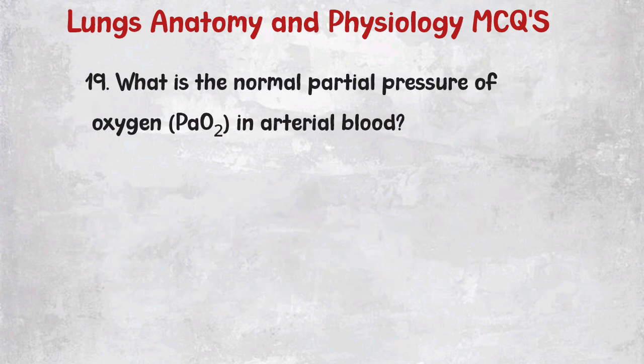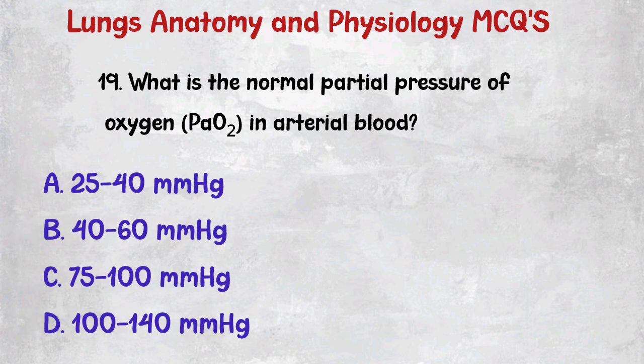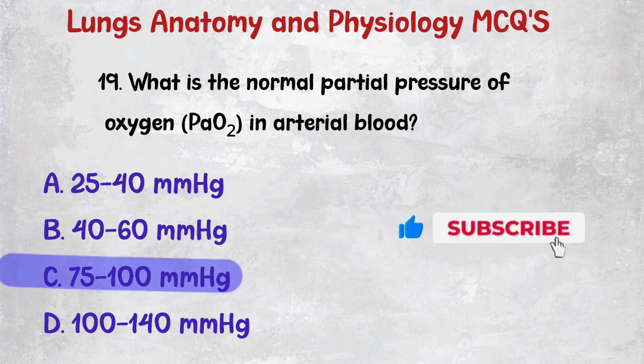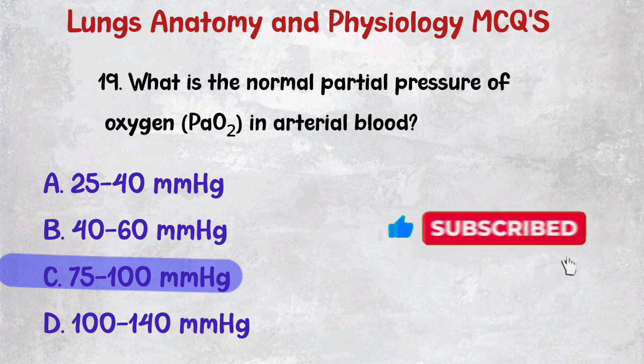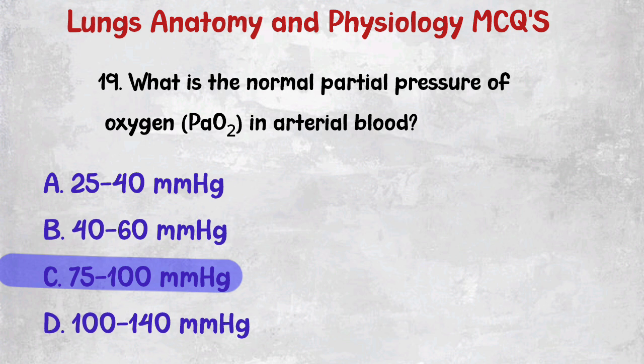Question number 19. What is the normal partial pressure of oxygen in arterial blood? We have A. 25 to 40 mmHg, B. 40 to 60, C. 70 to 100, and D. 100 to 140. The answer is actually C, which is 75 to 100. The normal PaO2 ranges between 75 to 100 millimeters of mercury under resting condition.